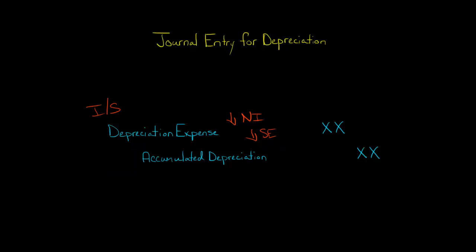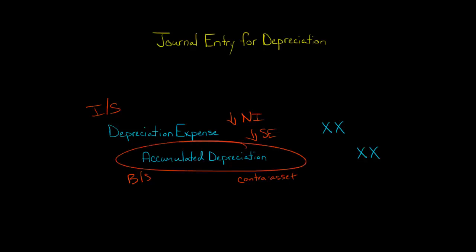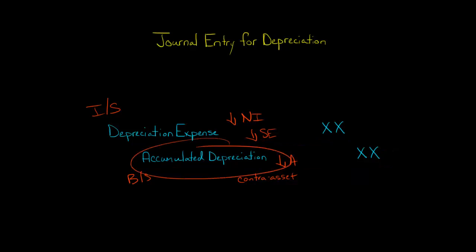Accumulated depreciation does not go on the income statement. It's going to go on the balance sheet, and it is a contra asset account. So that means it's going to be subtracted from property, plant, and equipment. You're going to have PP&E minus accumulated depreciation to get the net property, plant, and equipment. So when accumulated depreciation is credited, it's basically reducing total assets. And the reason is it's a contra asset, so it behaves the opposite way of an asset.